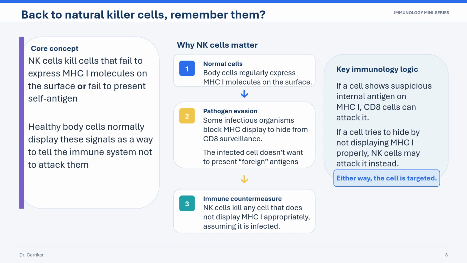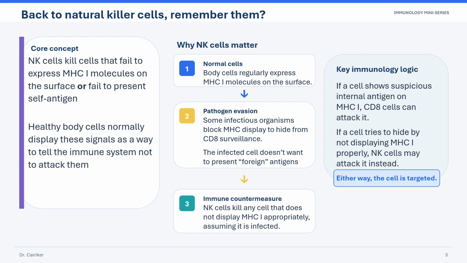In the case where we have pathogens, some pathogens, especially certain viruses, have evolved ways to interfere with MHC expression. So infected cells are harder for CD8 cells to detect. And that kind of seems clever from the pathogen's perspective, but the immune system has a countermeasure. NK cells are biased to eliminate cells that are not showing the expected MHC1 signals. So there's an elegant defense logic here.